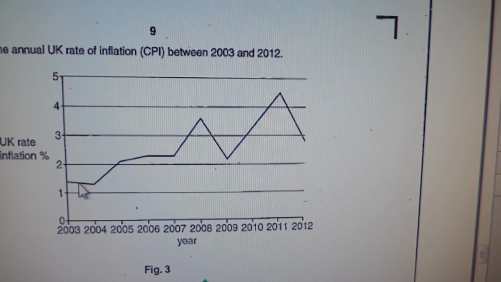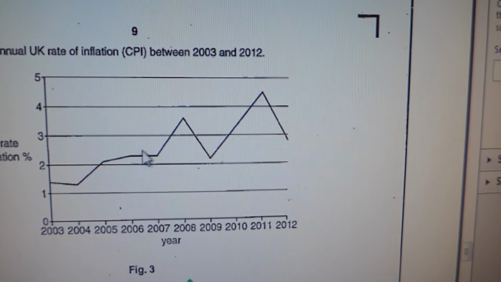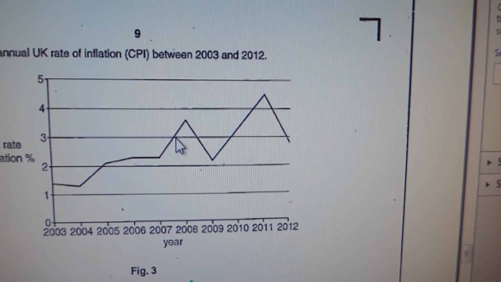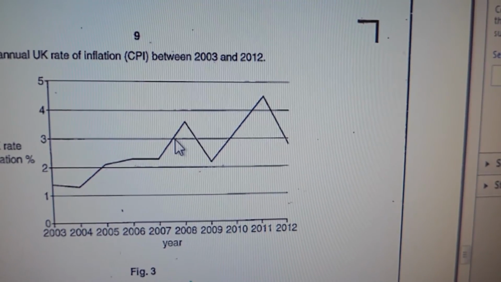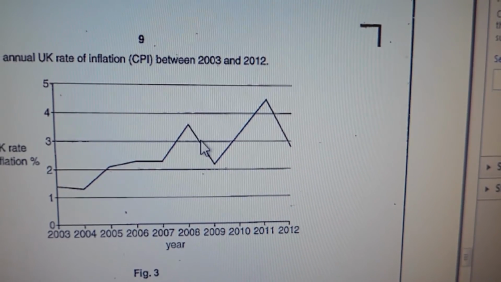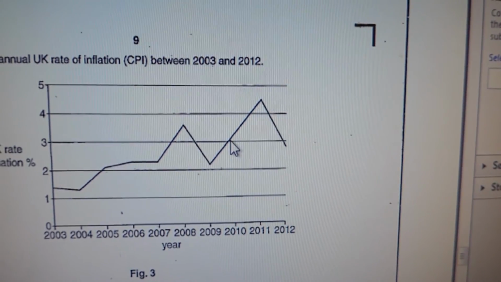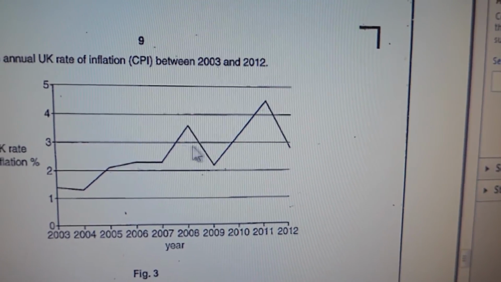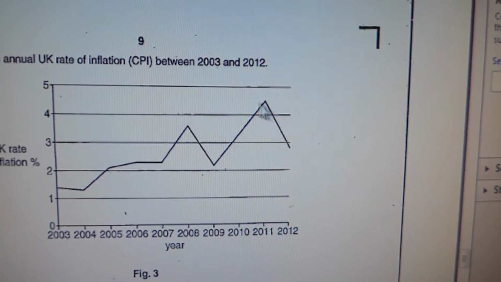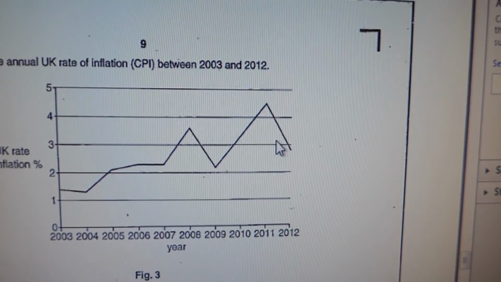So if we look at the diagram from here all the way to here, so it's 2003 to 2007, it's within target. From here to here, it's within target. So it's only this little section and this section here where it's actually outside of the government's target.